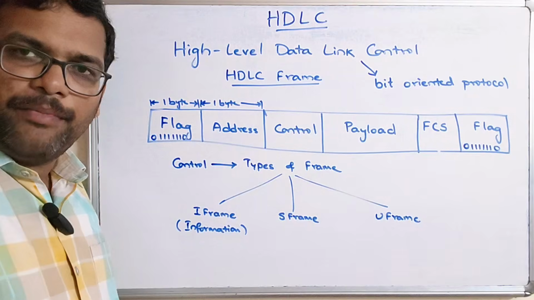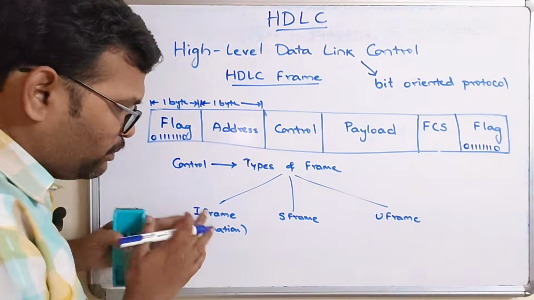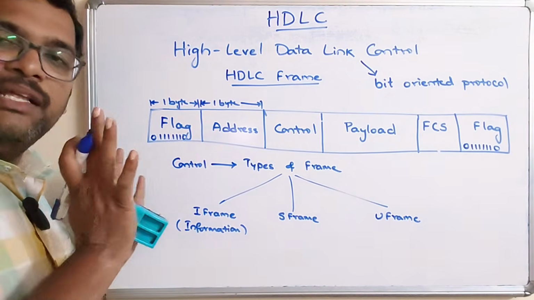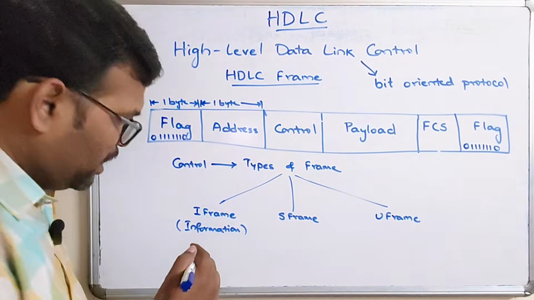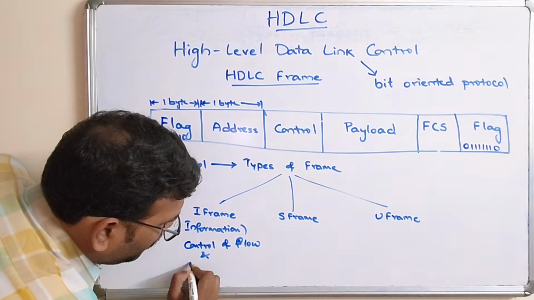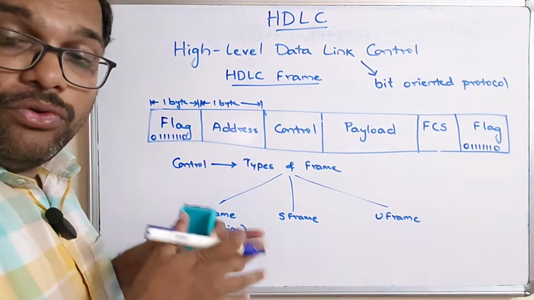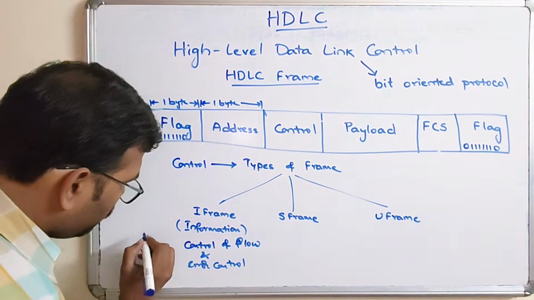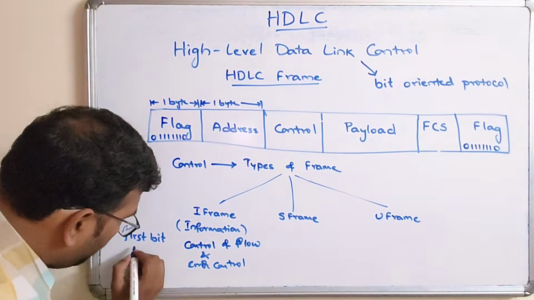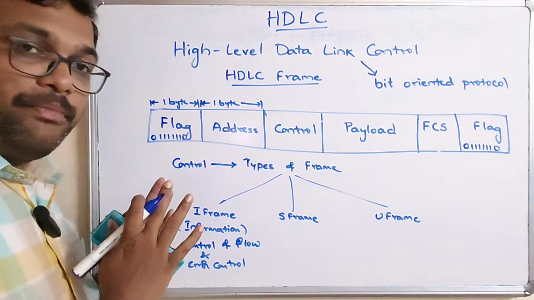The information frame, as the name itself indicates, will send the actual data which the user wants to send to the receiver. The actual data will be sent in the I frame. So whatever frame we have drawn on the board is an information frame. In this information frame itself, it also has flow control and error control bits. How do we know whether this frame is an I frame or not? If the first bit of this control field is 0, then it specifies this is an I frame, an information frame.